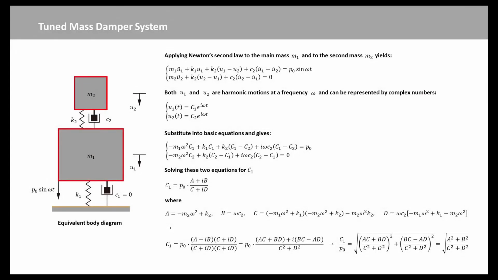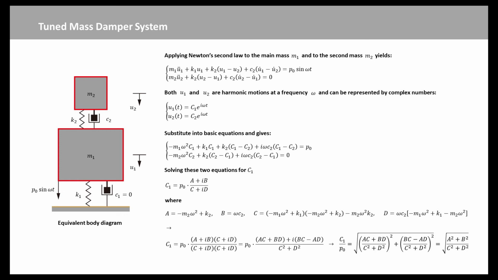Here we simplify a tall building as a primary mass m1 and the tune mass damper as mass m2, assuming that the damping force is proportional to velocity and there is a periodic force P0 times sine omega t on m1. It is easy to work out the differential equations governing the motion of the system. We also simplify slightly by letting c1 equal to 0 and get the following equations.